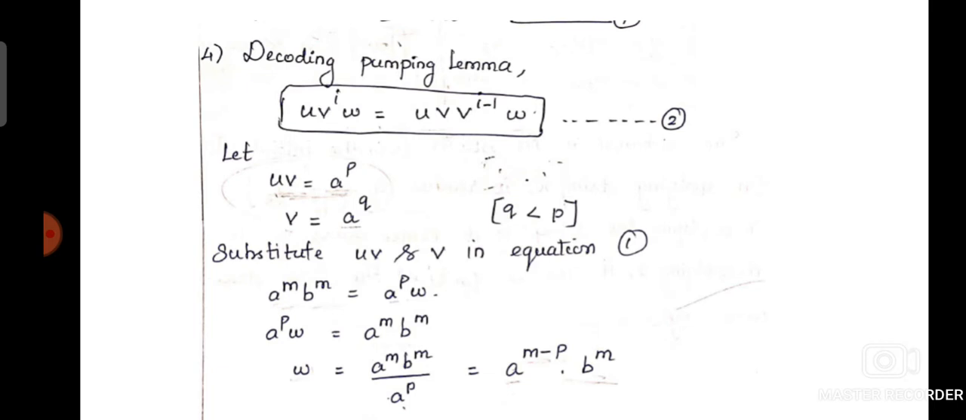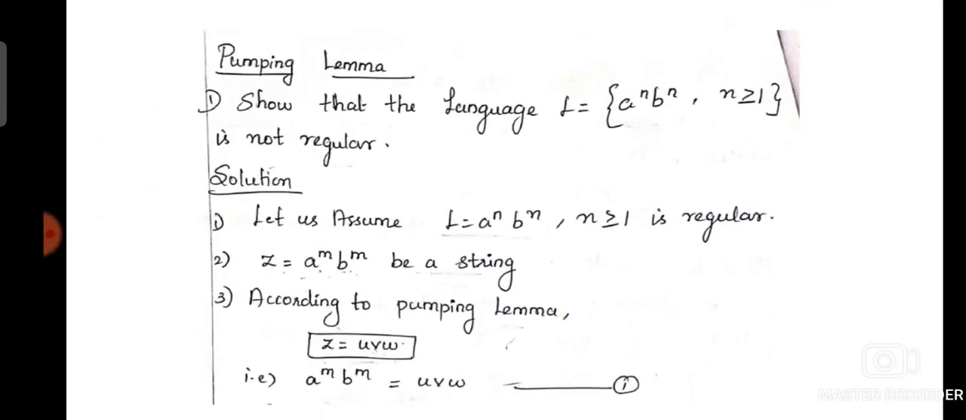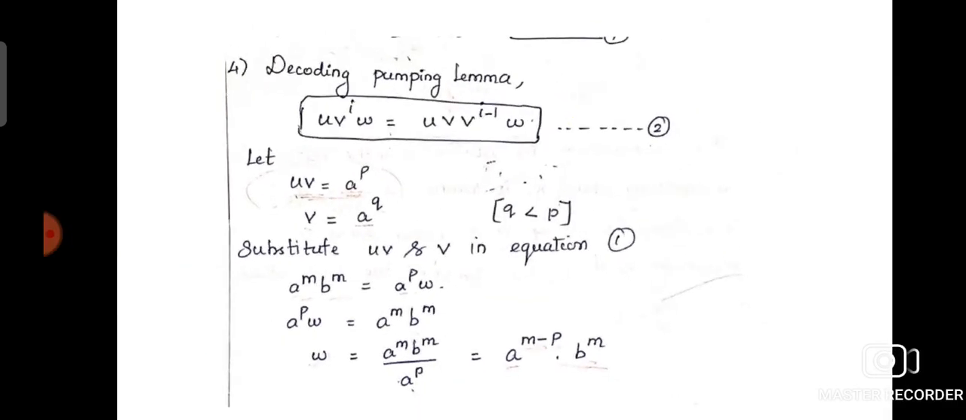So in equation number 1, we all know uvw is nothing but our string. So for uv, we have to partition our string. One part of our string will be uv and the remaining part of our string will be w. So we are taking uv equal to a power p. So a power p is one portion of our string. And we are considering v equal to a power q. That is, a power q is one portion of uv, a power p.